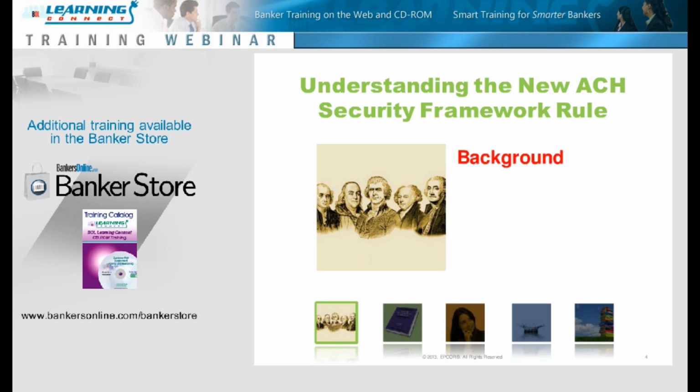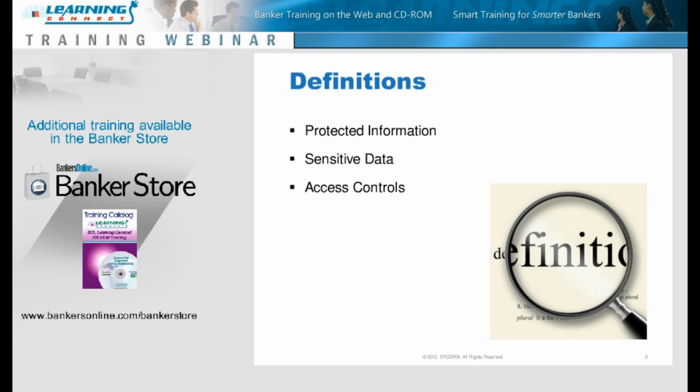So as we get started, I'm going to start talking about the background, and I think it's important that we talk about some of the definitions that we are going to be looking at. And these definitions are going to be defined in the 2013 ACH rules. Now, if you have your 2013 ACH rule book, or if you're following along, one of the things about this new data security framework rule is that NACHA, the National ACH Association, publishes a new rule book every single year.